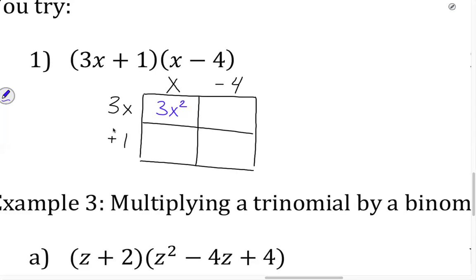Okay? It's easy to see. 3x times negative 4 is negative 12x. 1 times x is 1x. And 1 times negative 4 is negative 4. And now from here, I simply combine my like terms.